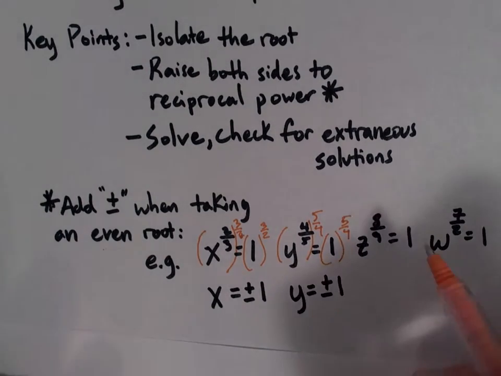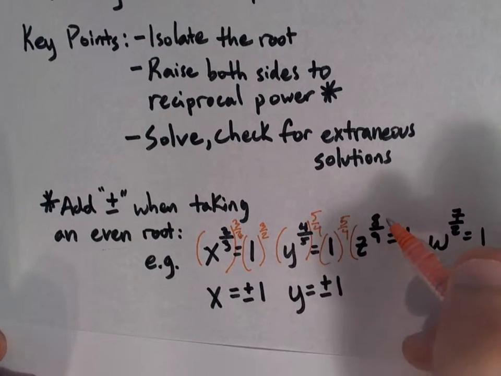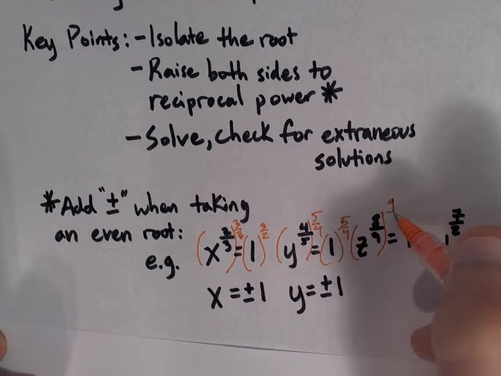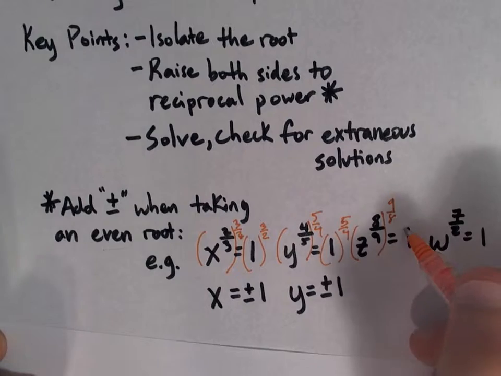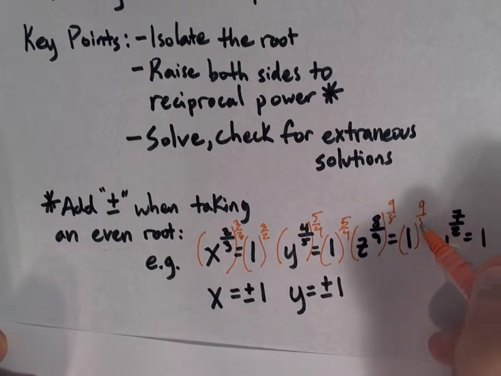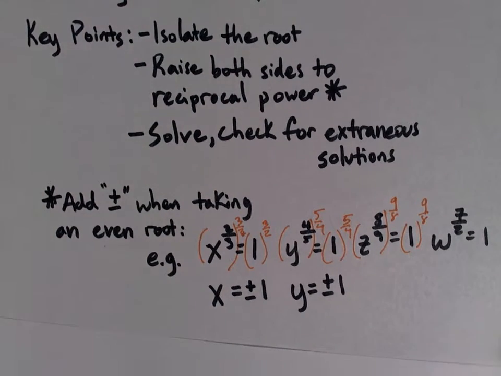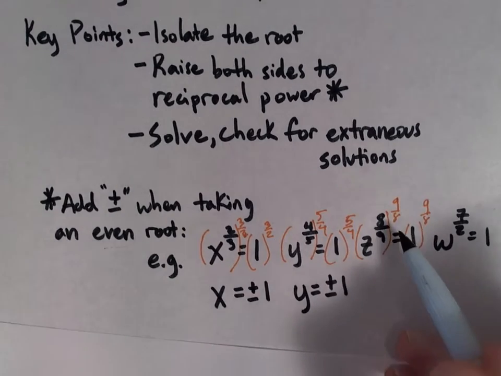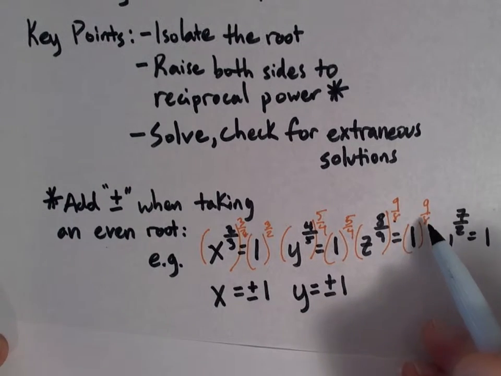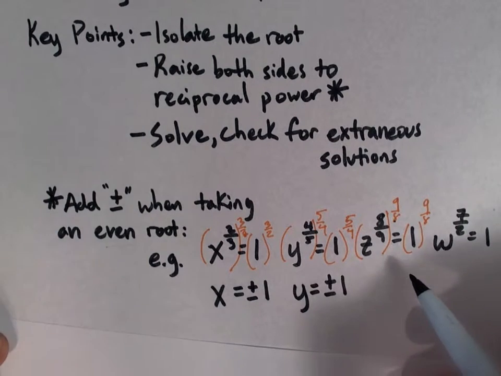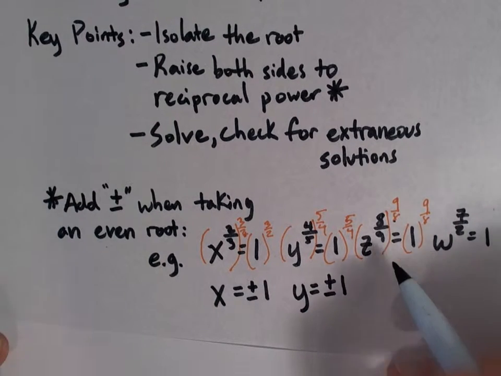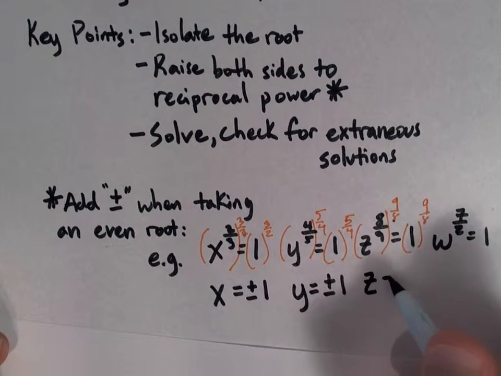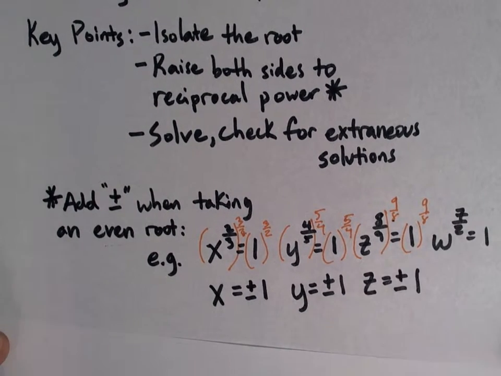Same thing over here for this third example. We would take both sides to the 9/8 power. Let's examine if we need to do a plus or minus. Well, my denominator is even, so we are taking an even root. We're taking the 8th root of both sides. These would just become 1, so we would get z equals, and since it's the 8th root, we would indeed add plus or minus.